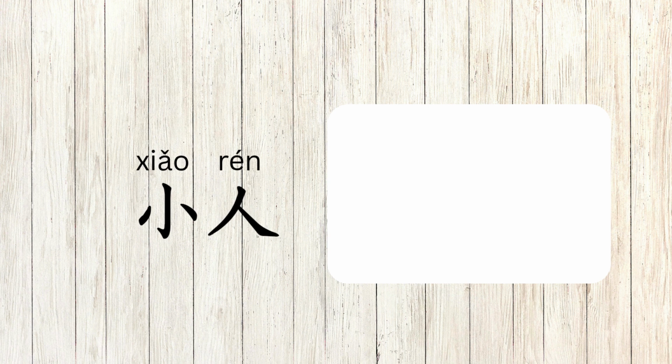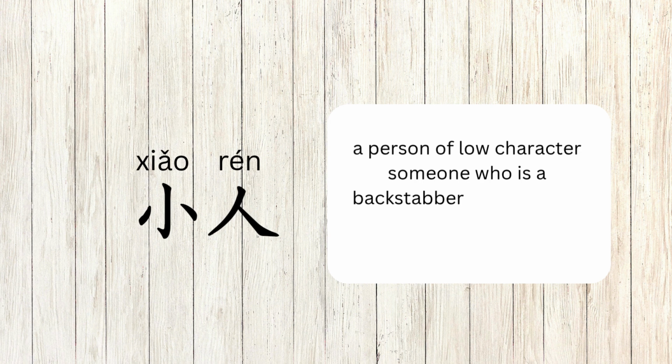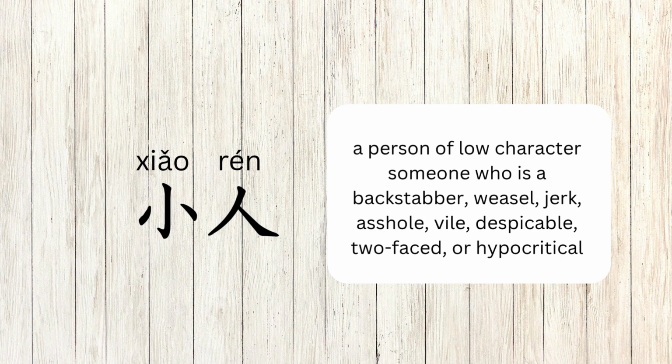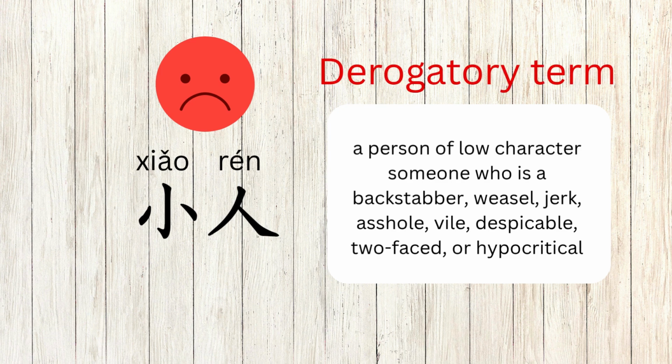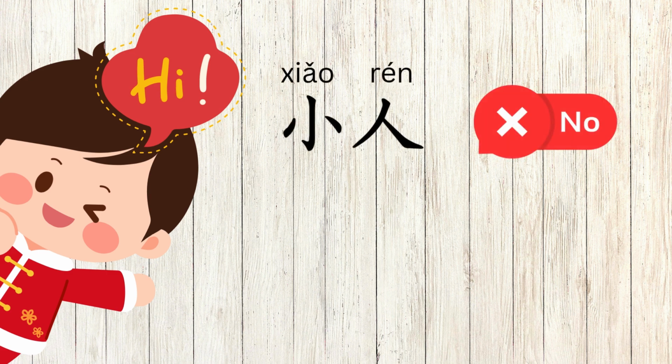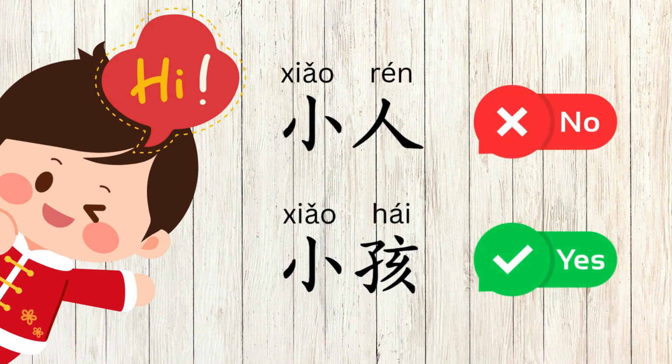But in real Chinese usage, it usually refers to a person of low character, someone who is a backstabber, weasel, jerk, asshole, vile, despicable, two-faced, or hypocritical. So yeah, it's not really a nice word. It's a typical derogatory term. So if you want to say hi to a Chinese kid, don't say 嗨小人. Say 嗨小孩 instead. That's the right one.